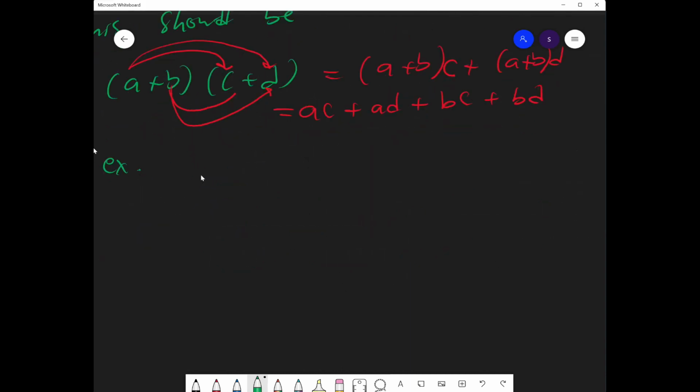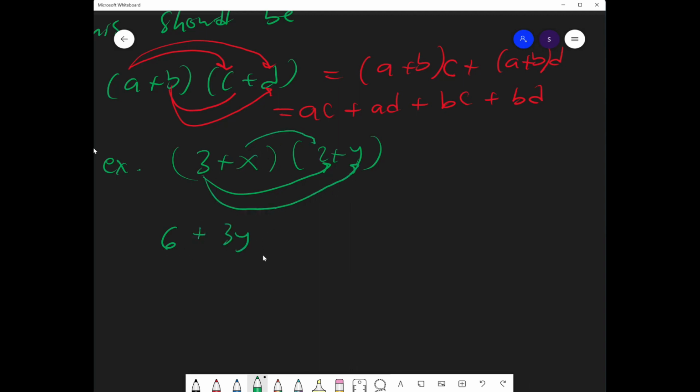For example, if we have 3 plus x times 2 plus y, we multiply this by this to become 6, this to this becomes 3y, and this one to that one becomes 2x, and this one becomes xy. So this is the simplified equation.